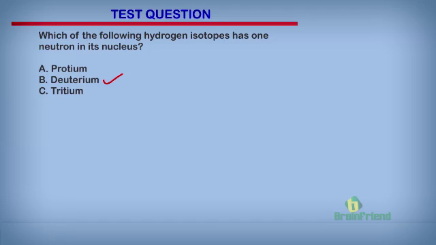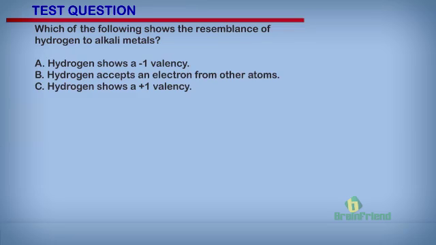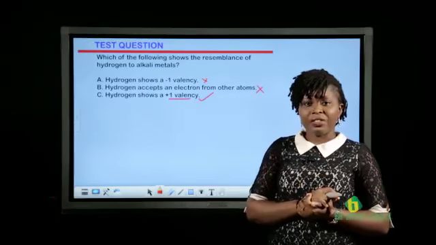Another question. Which of the following shows the resemblance of hydrogen to alkali metals? A, hydrogen shows a -1 valency. B, hydrogen accepts an electron from other atoms. C, hydrogen shows a +1 valency. If your answer was A or B, you're wrong. Our answer is C. Remember, we said that one of the resemblances of hydrogen to alkali metals is that it shows a +1 valency. With this, we have come to the end of our lesson.